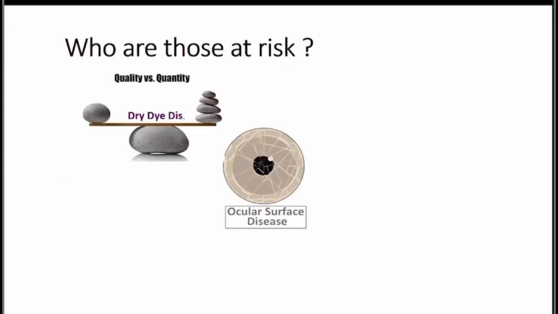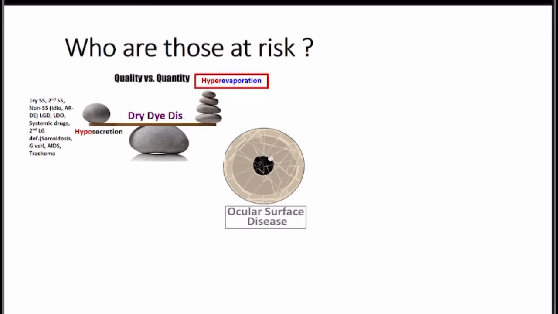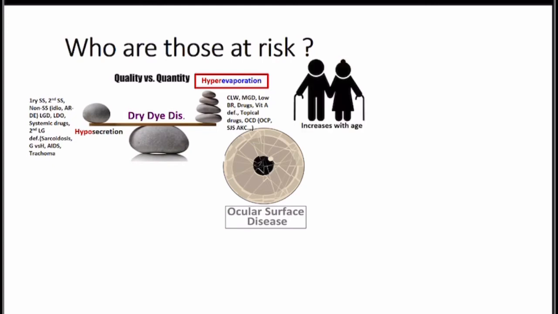So who are those at risk? Basically, as we know, there's a quality and a quantity component to this. There's hyposecretion, and usually this is secondary to underlying systemic diseases. We have primary Sjogren's, and we have secondary Sjogren's, and we have all sorts of oncology and vascular diseases like sarcoidosis and what have you. We have hyperevaporation. Common causes are contact lens wear and abuse, meibomian gland dysfunction, low blinking rate, and so forth.